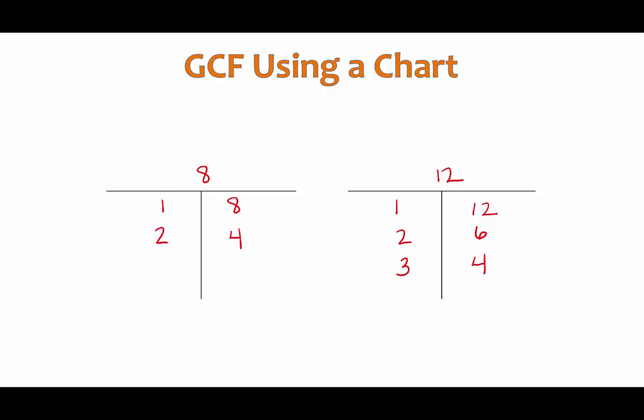Once you find the factors of each number, you want to find the largest number they have in common. So identify all the numbers they have in common. 1, 2, and 4 are in both of my charts. So the largest one would be 4. So the GCF of 8 and 12 is 4.